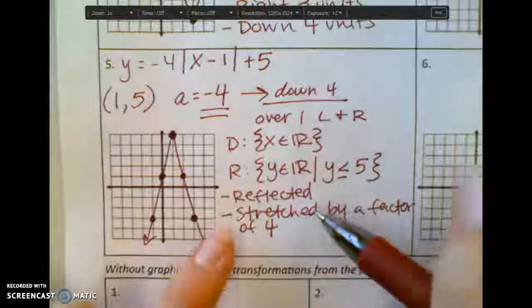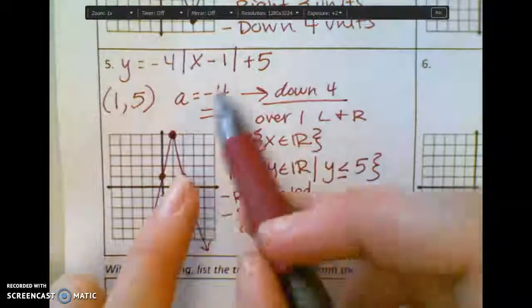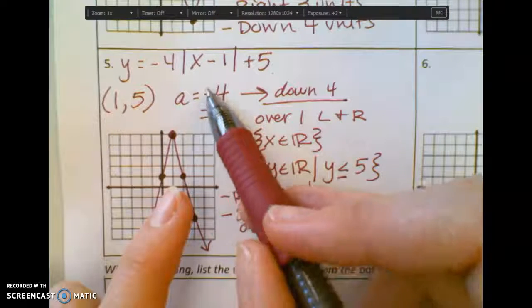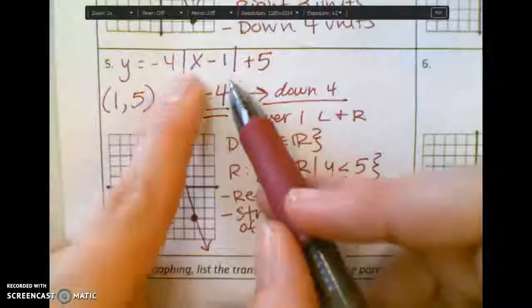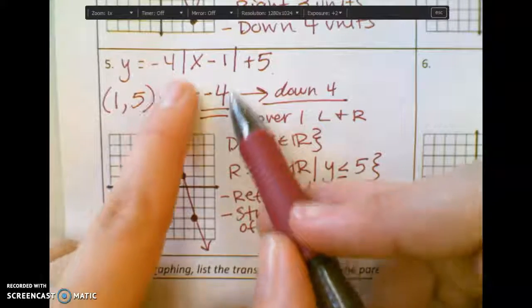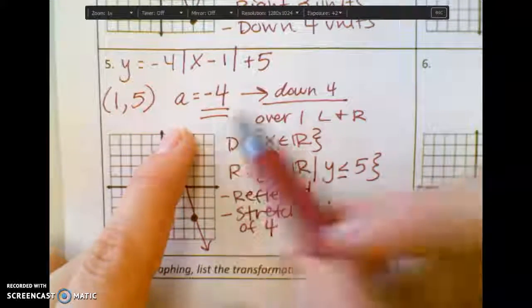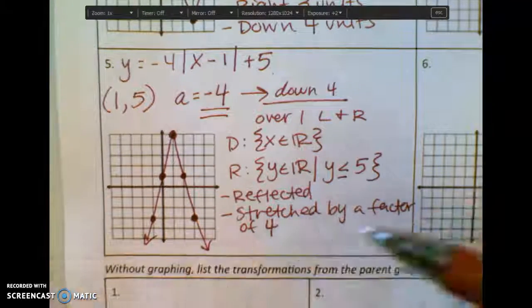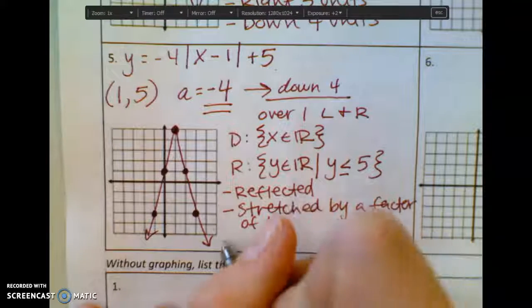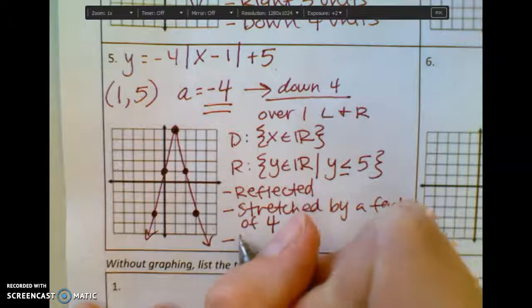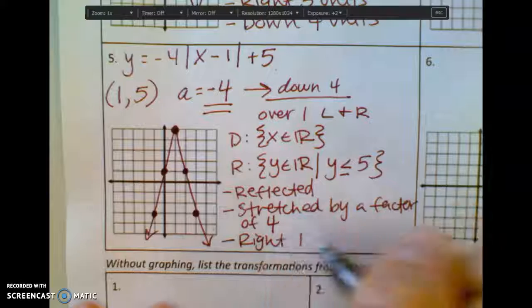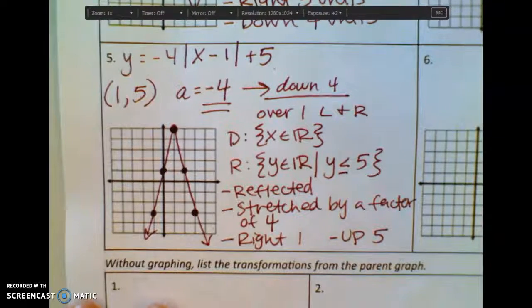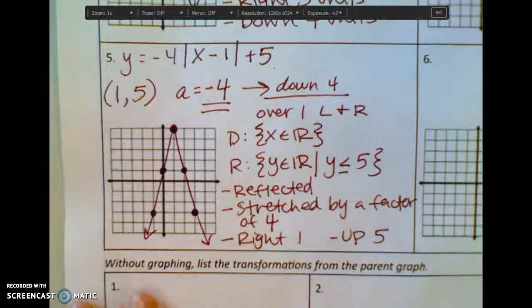A few things to notice. This is a stretch and not a shrink. Even if it's negative, that doesn't mean it's a shrink. It just means a reflection, and then we look at the absolute value of that number. The absolute value of this is 4. 4 is bigger than 1, so that means it is stretched. And notice I said a factor of 4 and not -4. Next thing we need to see is that we moved it to the right 1, and we moved it up 5. I've just got one more little video for you to watch, and then we'll be done with these notes.